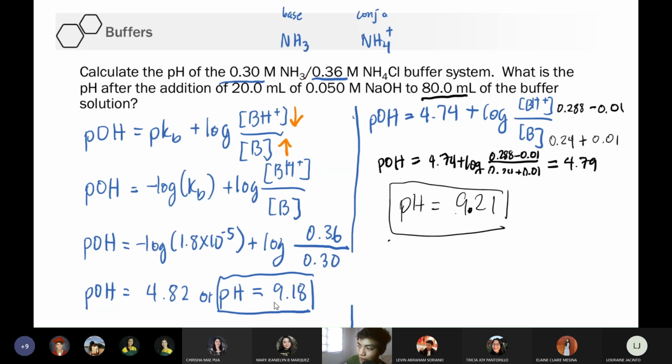Pag walang buffer yan, yung pH natin, malaki yung change niyan, no? Okay? So, malaki magiging change nila. But because of the buffer system, onti lang yung naging difference nila. Even though you added a base, no?